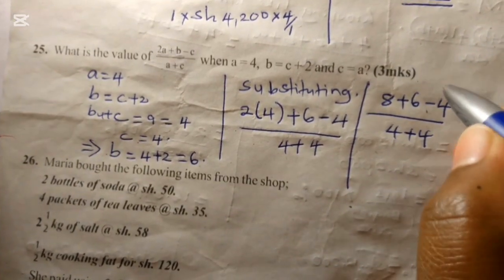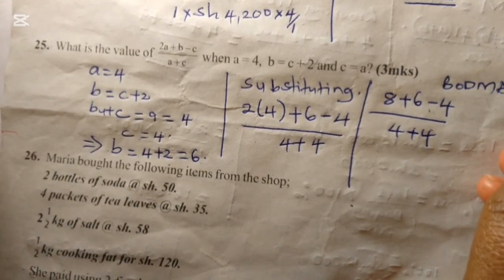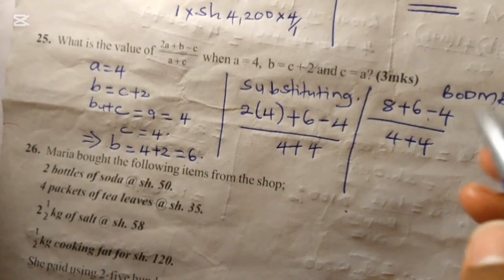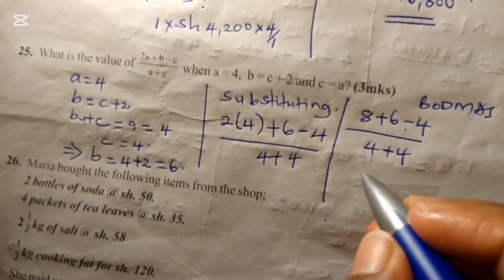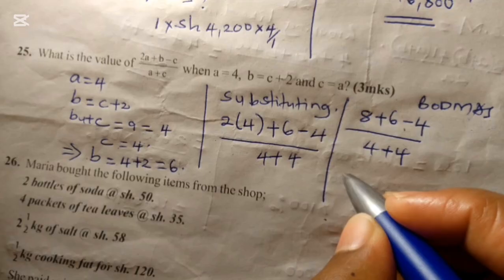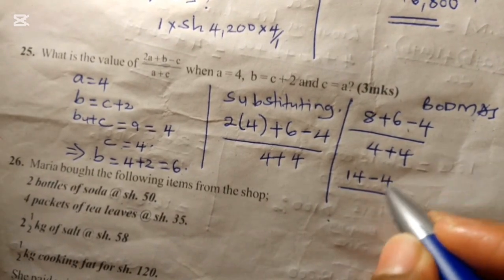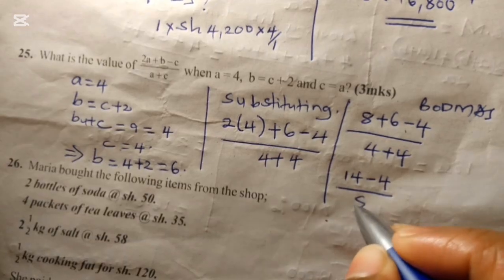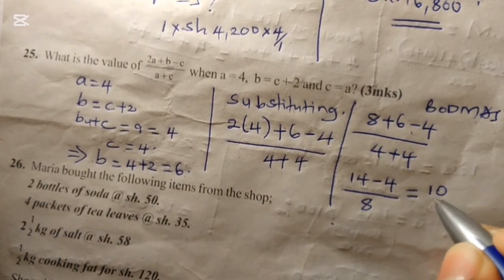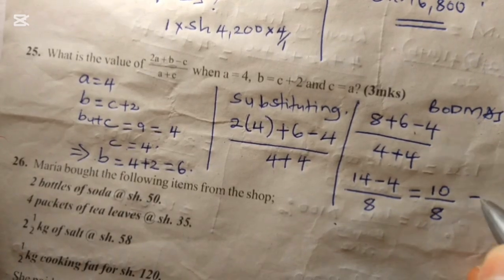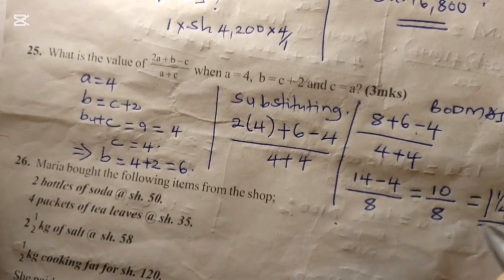Using BODMAS, addition comes before subtraction. So we'll add 8 to 6 to get 14, minus 4, over 4 plus 4, which is 8. This is the same as 14 minus 4, which is 10, over 8, and this is also equal to 1 and a quarter.